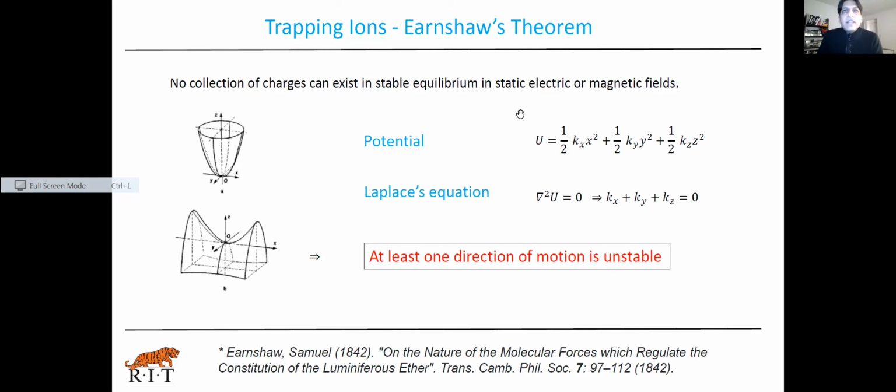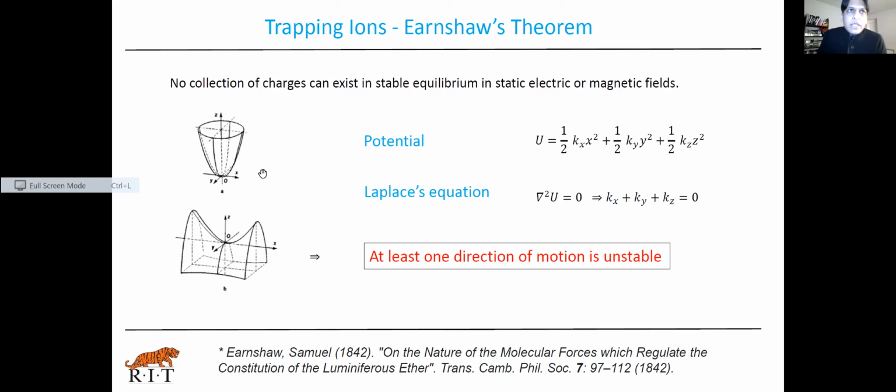But now, if this potential is due to electric or magnetic fields, which are static, then Laplace's equation has to be obeyed, which means del square u has to be 0. And you can take the derivatives and convince yourself that this means the sum of the 3 spring constants has to equal 0, which means at least one of them has to be negative.